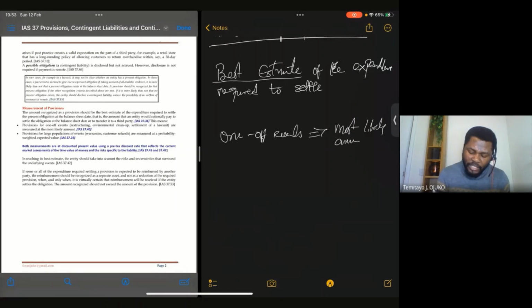Most likely amount. Let's say, for example, somebody sued me to court and said, because I ate in your restaurant, I had a running stomach, food poisoning, and the person sued me to court. Now the question is, what is the likely amount I'm going to pay for that? Is it one-off?